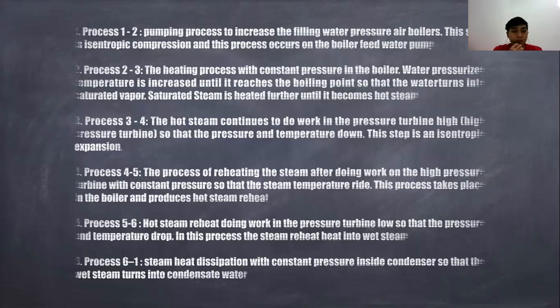First process, the pumping process to increase the pressure of the boiler feed water. This step is isentropic compression, and this process occurs in the boiler feed water pump. Second, the heating process with constant pressure in the boiler. The pressurized water temperature is increased until it reaches the boiling point so that the water turns into saturated vapor. Saturated steam is heated further until it becomes hot steam.